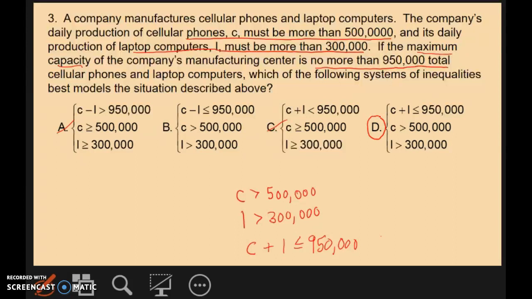So again, picking out that key information, underlining, highlighting, whatever you need to do, will definitely help us create the inequalities that we need, and then we can look to figure out what the actual system is.